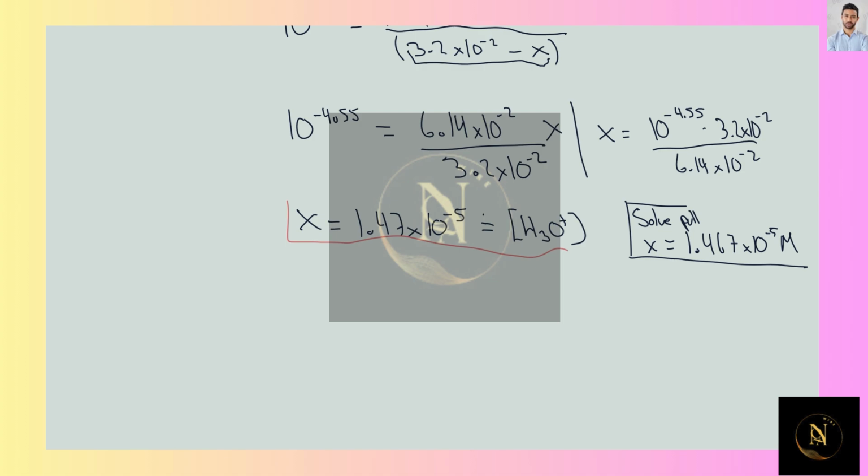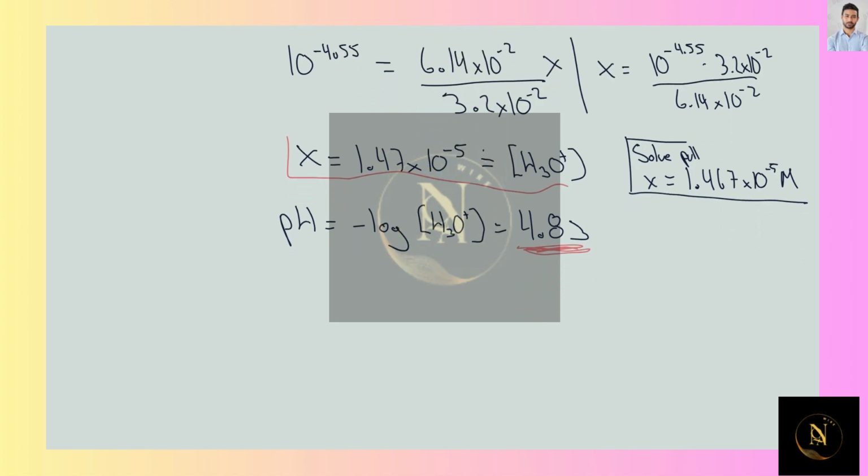Now, to find the pH, this will become minus logarithm of that concentration, which is 4.83. Nice. So now for the final part, we are asked what is going to be the pH of the solution at the equivalence point.